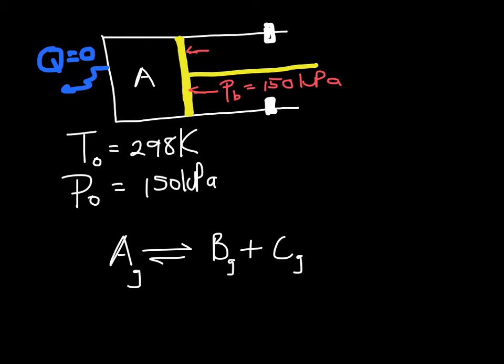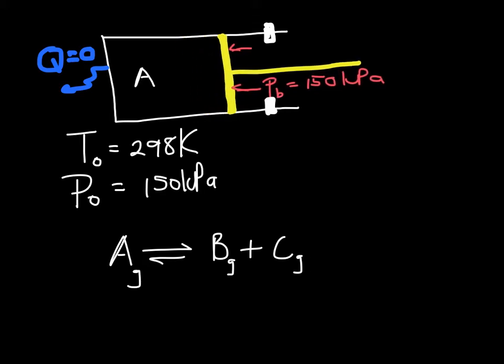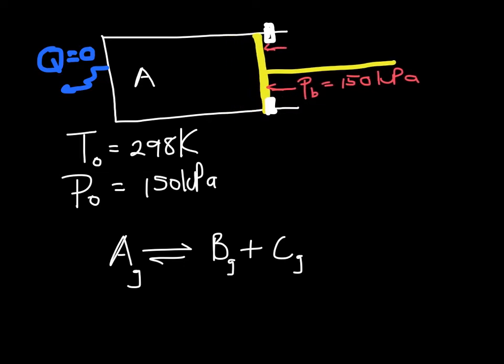This problem describes a two-step process. Since the piston can move freely during the first part of the process, the gas mixture will expand as the reaction occurs until the piston hits that set of stop bars.